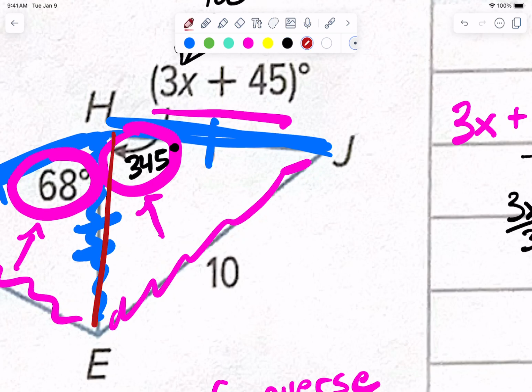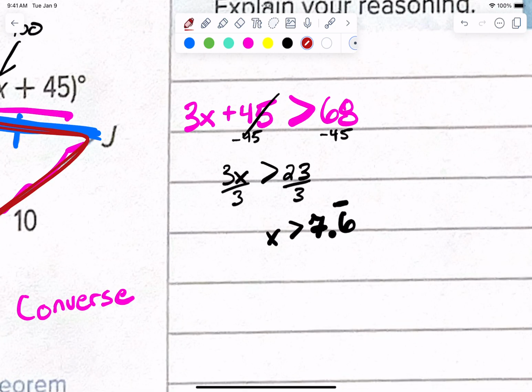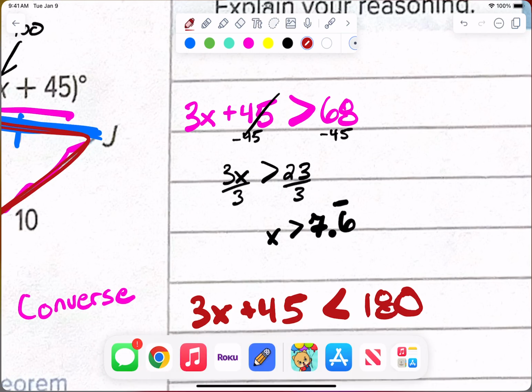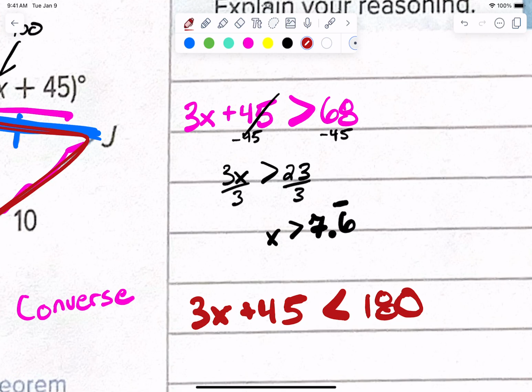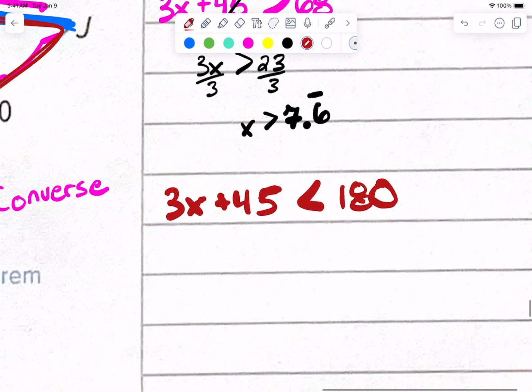But this is a triangle right here. What's the stipulation about angles of a triangle? 180. It can't be greater than 180, right? So not only does 3x plus 45 have to be greater than 68, but 3x plus 45 has to be less than 180, right? It can't be bigger than 180. So we have to look at both cases. Greater than 68, but less than 180. Got it? Let's subtract the 45.